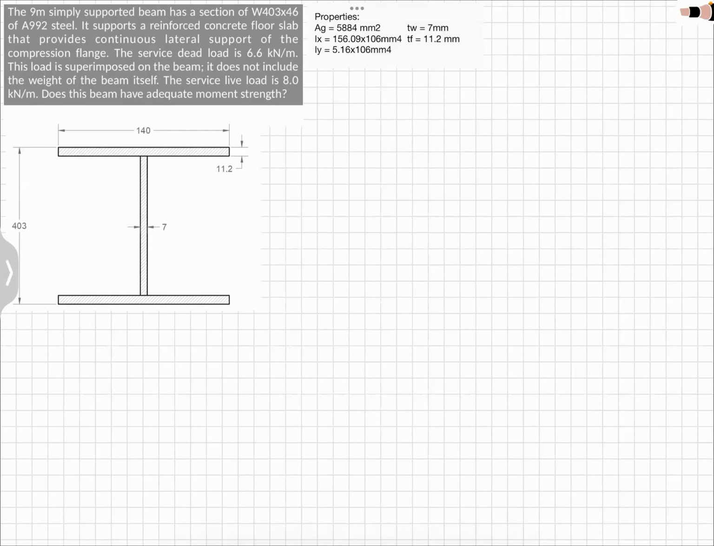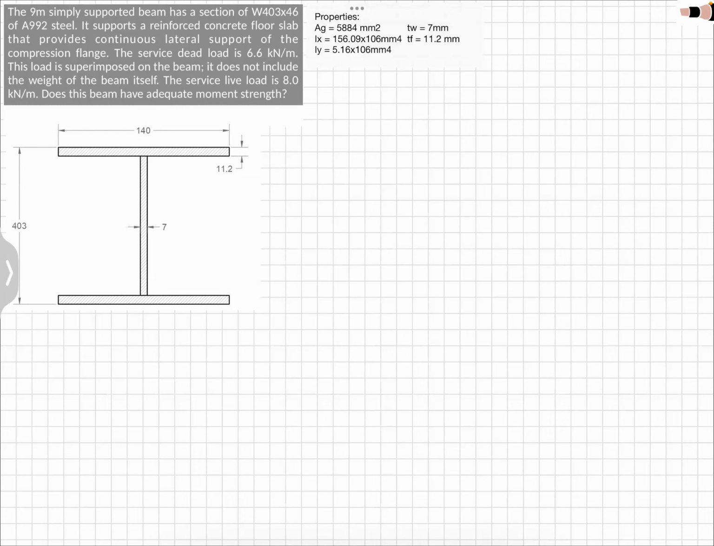It supports a reinforced concrete floor slab that provides continuous lateral support of the compression force. The service dead load is 6.6 kilonewton per meter. This load is superimposed on the beam. It does not include the weight of the beam itself. So the service live load is 8 kilonewton per meter. So the question is, does this beam have adequate moment strength?